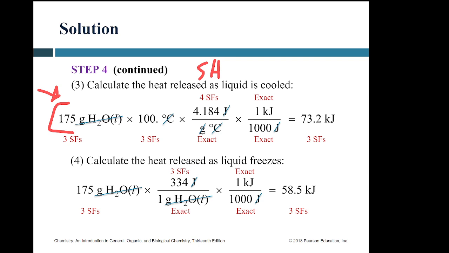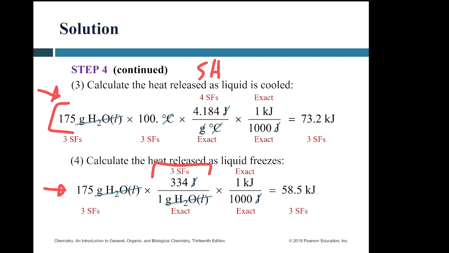Yeah. Okay, so the last region is this one right here, and that was my region 3, the fourth step of the problem. So I'm going to take 175 grams. I'm going to multiply that by the heat of fusion right there, which is the 334. And then I'm going to divide it by 1,000 so I can get into kilojoules.